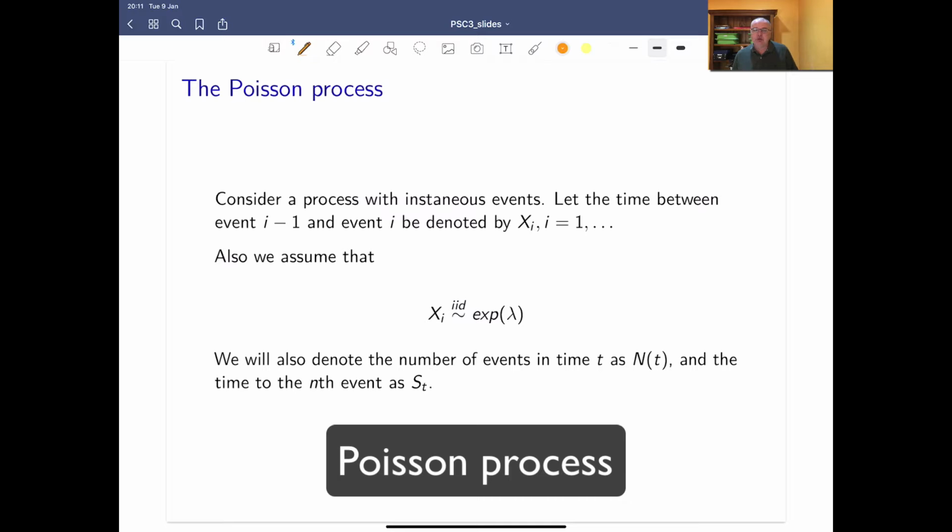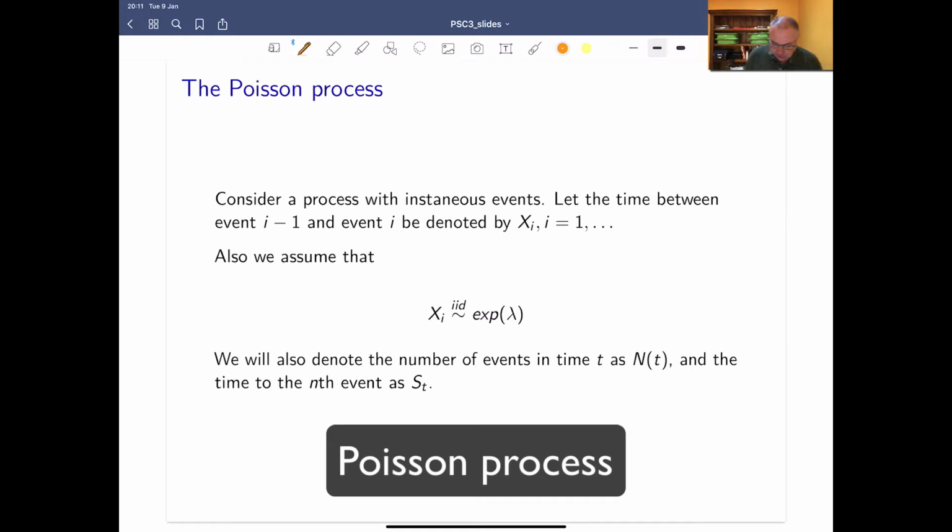So what we're going to do is we're going to have some process that we're following. We start at time 0 and we look, and every so often you're going to get an instantaneous event. Let's assume, for example, it's arrivals at a call center, accidents, something like that. And all we're going to assume at this point is that the times between events are exponentially distributed and they all have the same rate, which we'll call lambda, and they are independent of one another.